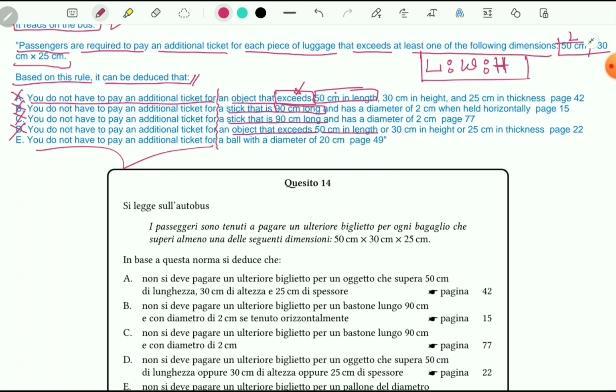You do not have to pay an additional ticket for a ball with a diameter of 20 centimeters. Interesting. So the diameter is given as 20 centimeters. So what is the dimension? A ball could be a soccer ball or football. If we draw a football like this, it's 3D, right? Don't be confused. We can draw it like this.